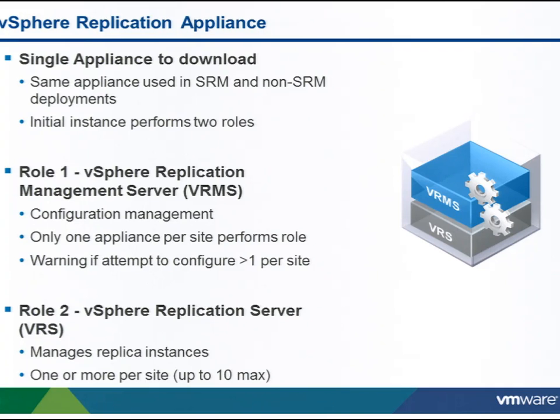So the VRS is what actually receives the changed blocks. When we replicate from one location to another, we're technically sending those blocks to this vSphere Replication Server function, which collates the changed blocks, aggregates them together, writes them out to disk, and does all those functions. Now, the very first initial instance serves both of those functions, but we can deploy further VRS servers to act as recipients of these changed blocks.